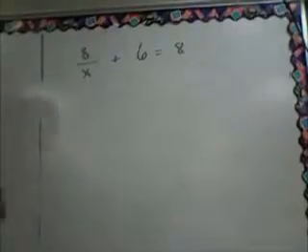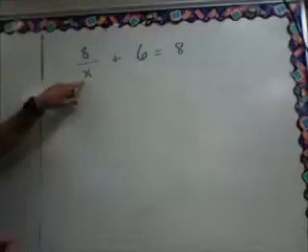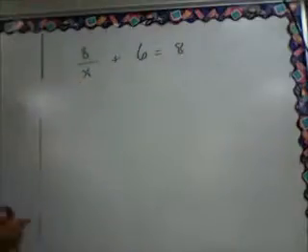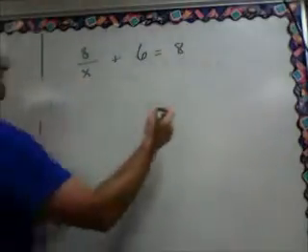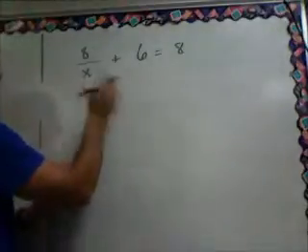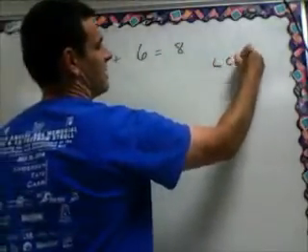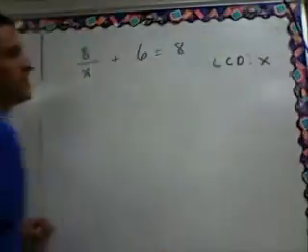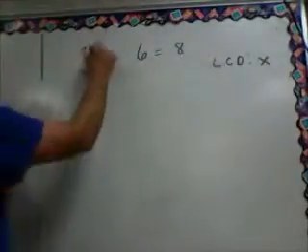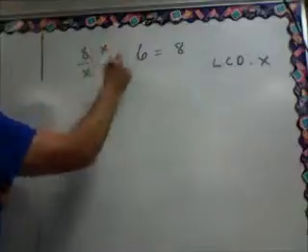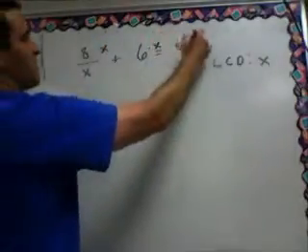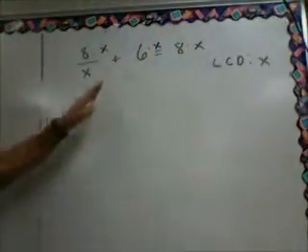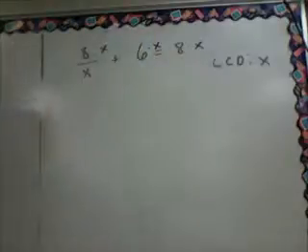Okay, here we have 8 over x plus 6 equals 8. Again, we want to multiply both sides by the LCD. Well, what's our LCD here? This LCD is very easy to come up with because there's only one denominator. When there's only one denominator, the LCD will be that denominator. So the LCD is x. So I'm going to multiply everything I see by x, which is perfectly legal as long as you do it to both sides of the equation to compensate.